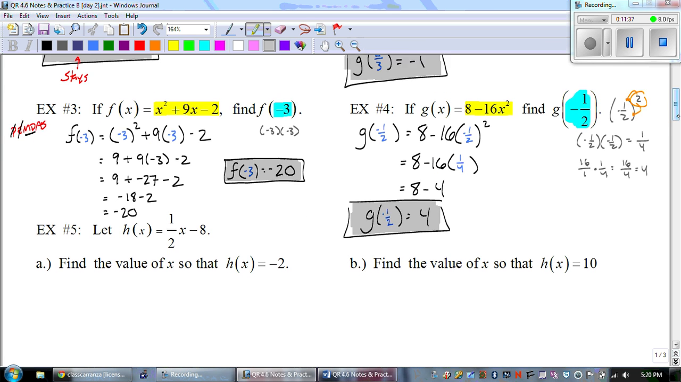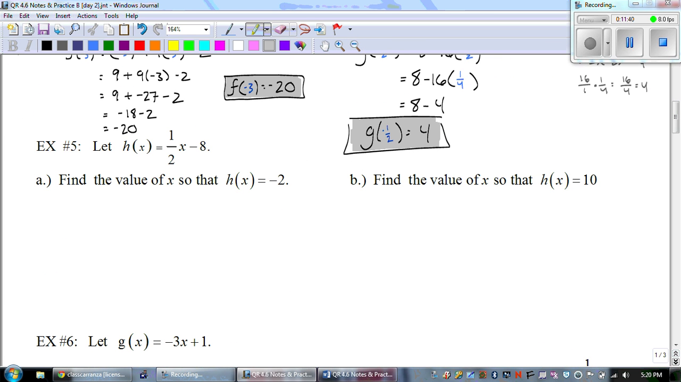So for example 5, we're using this equation. Okay, so let h of x equal 1/2 x minus 8. And now they're saying find the value of x. So we don't know what x is. They're saying, hey, find it. So that h of x equals -2. Ugh, that's weird. Don't worry. They're telling us that the h of x equals -2.